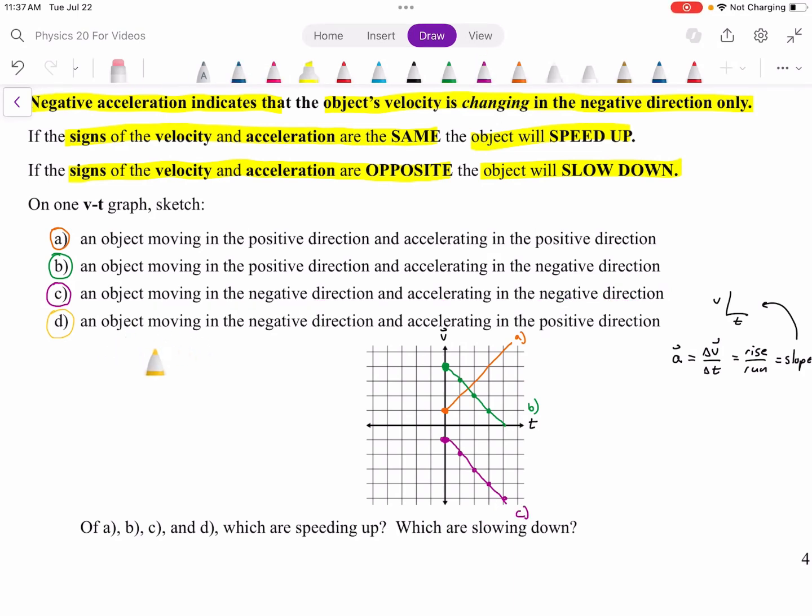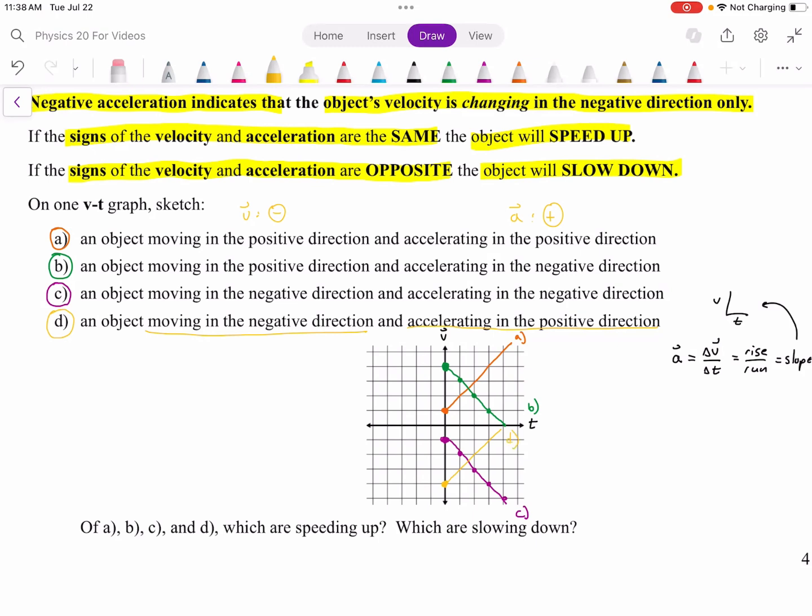And finally, for D here, an object moving in the negative direction and accelerating in the positive direction. So it is traveling in the negative direction, okay? But its acceleration is causing its velocity to get less negative or more positive each second. So what does that look like on the graph? Well, it needs to be moving in the negative direction, but as time goes on, the velocity is changing in the positive direction. Now, it doesn't mean it's actually moving in the positive direction necessarily, right? Notice here, its velocity is always in the negatives. It's just changing towards the positives. It's getting less negative, right?